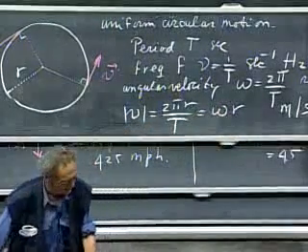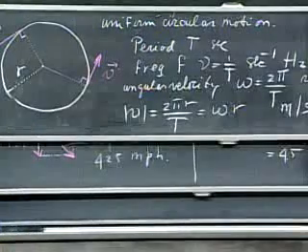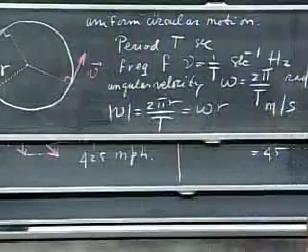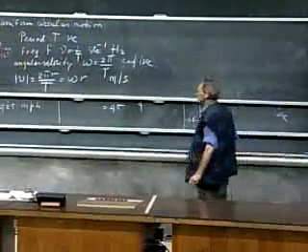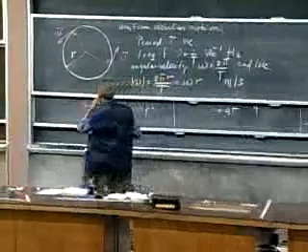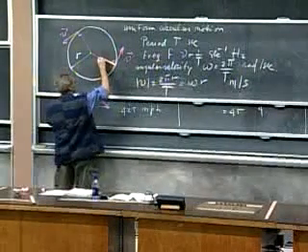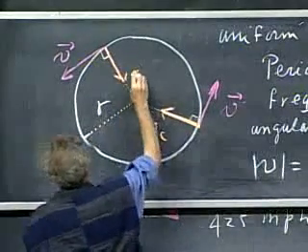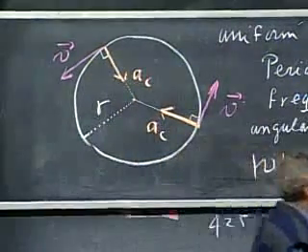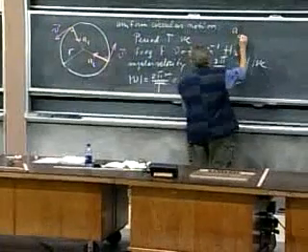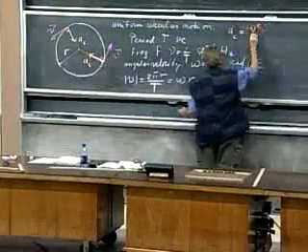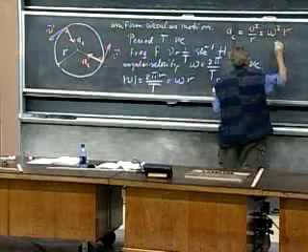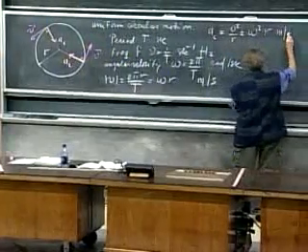All this is only possible if there is an acceleration. And the acceleration is called the centripetal acceleration. It is always pointed towards the center, a centripetal. And the centripetal acceleration, the magnitude, is v squared divided by r, which is therefore also omega squared r, and that of course is in meters per second squared.